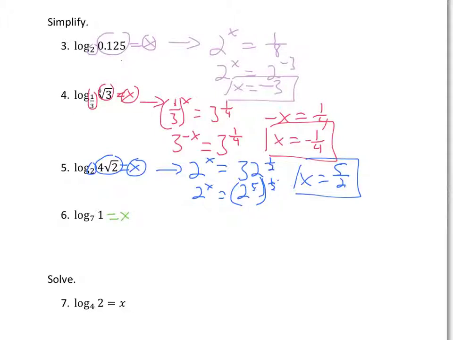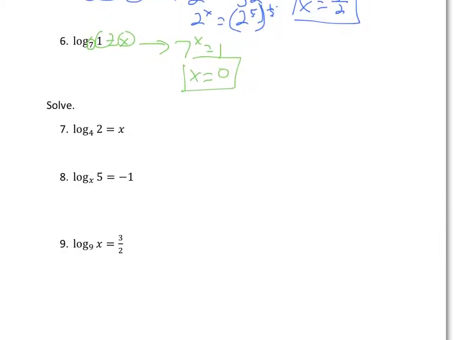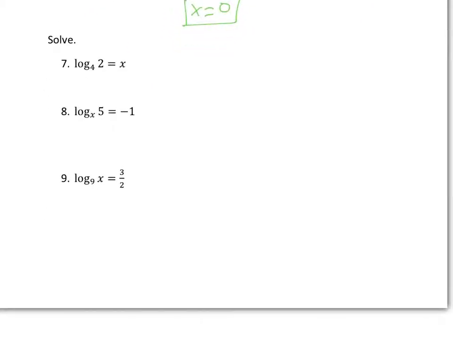And lastly, a little tricky one, just to keep you on your toes. Set it equal to x, base, exponent, answer. Convert it. 7 to the x equals 1. Anything to the 0 power is equal to 1, so x has to equal 0. And the last couple problems are actually equations, so you're not always solving for the exponent.